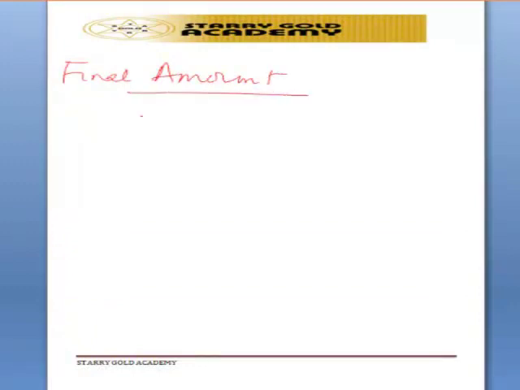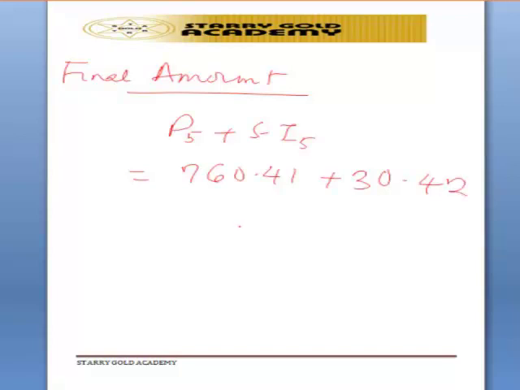amount together. That will give me P5 plus the simple interest of 5 years. And that is 760.41 plus 30.42. This is 790.83. That's the final amount.